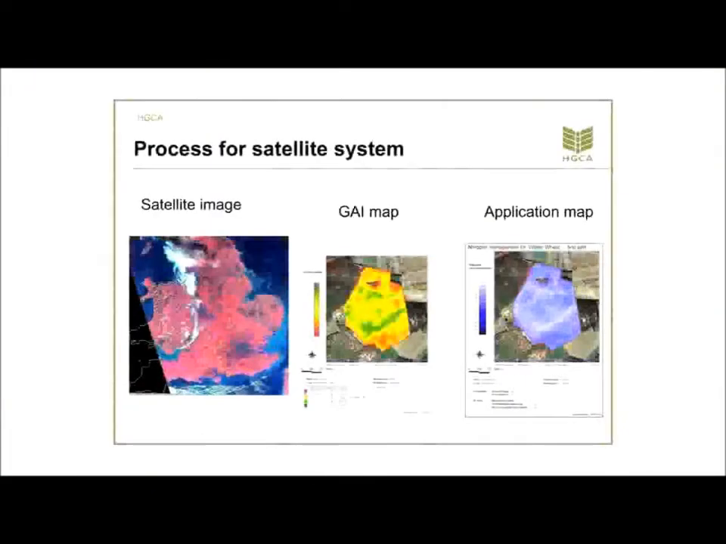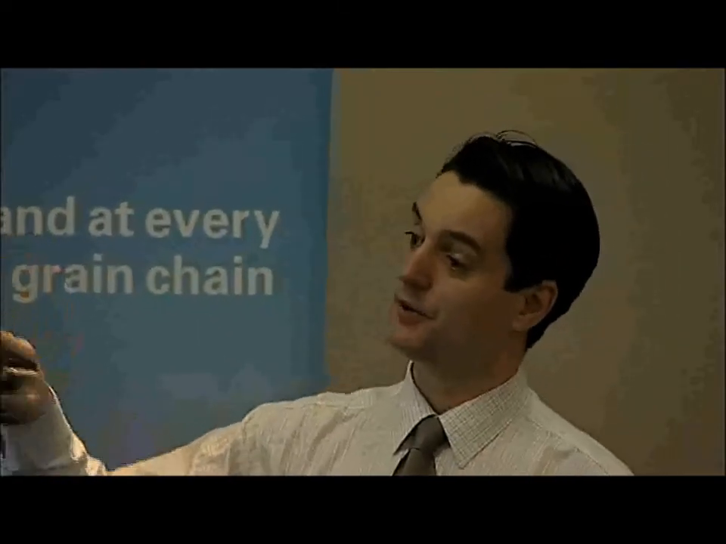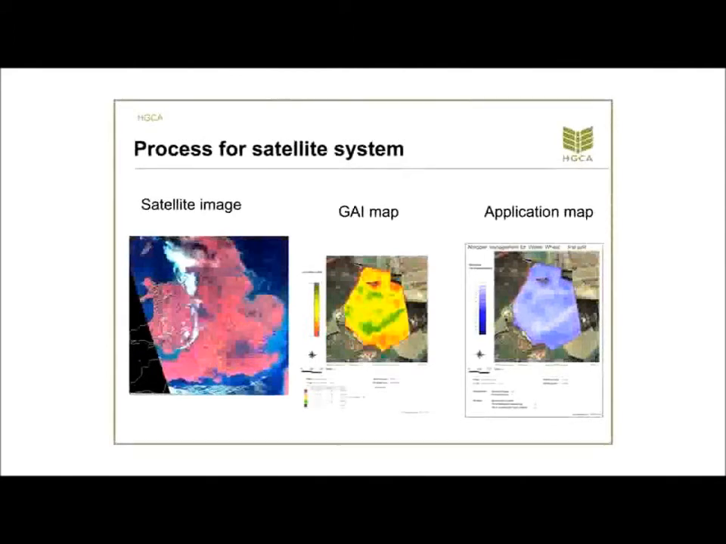So what will it look like on my farm? What processes have I to go through to get these? With a satellite system, there's a satellite image on the left, and each one of those yellow dots is your farm. Within that farm you'd have given me your field boundaries. I can then cut that out from the satellite image, calibrate it against some in-field measurements, and produce the green area index map showing the differences in canopy size. That is then converted into a nitrogen application map.